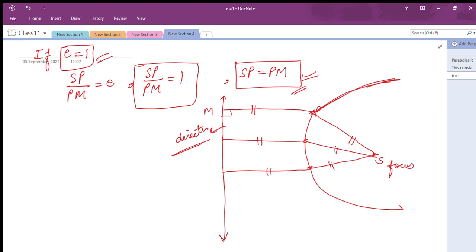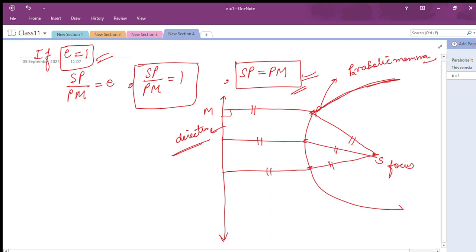So we are moving this point P in such a way that its distance from the focus and its distance from the directrix give a ratio of 1, basically, and SP and PM are equal. So in what manner can this point P move? We can answer, this point P will be moving in a parabolic manner. I hope you understand what I am saying.